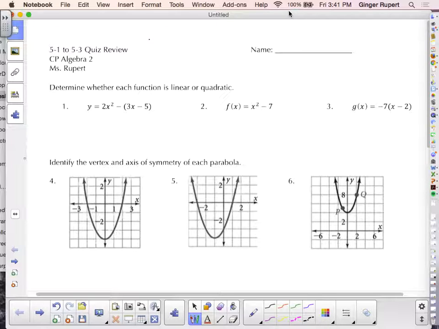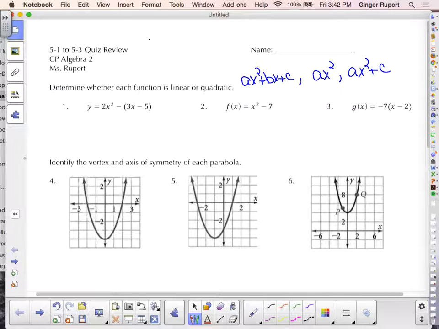Remember, the definition of a quadratic function means that its highest degree will be to the second power. So it can have x to the first power, it can have a constant, so it can look like ax squared plus bx plus c, could look like just ax squared, could look like ax squared plus c, but it won't have a higher degree than squared, and it will always have ax squared in it. Otherwise, it's linear. So let's take a look at the first one.